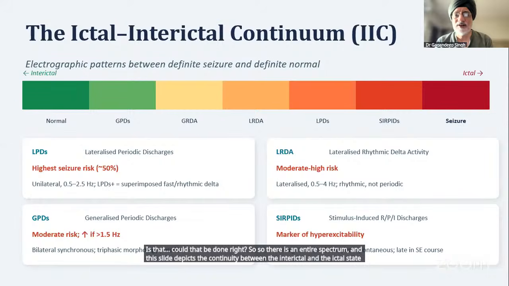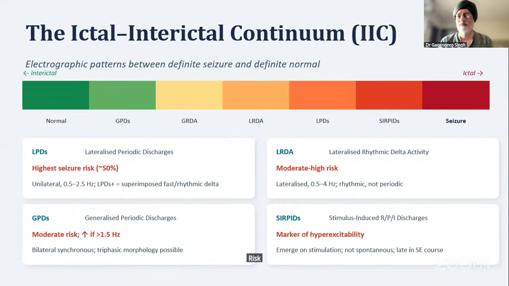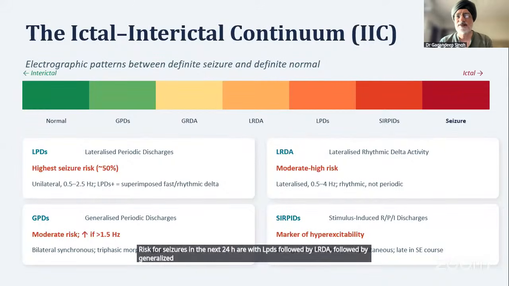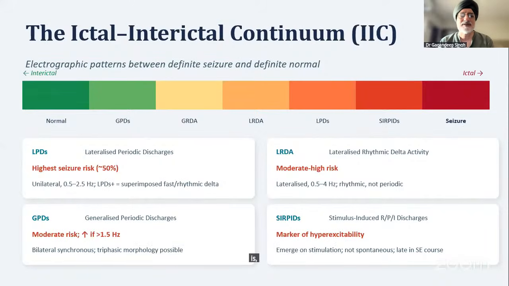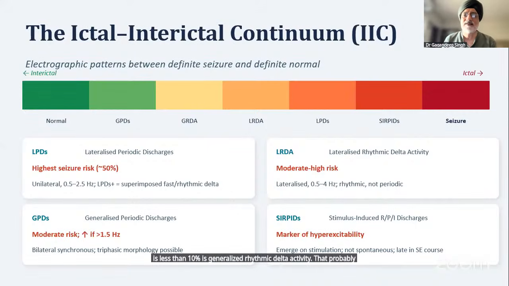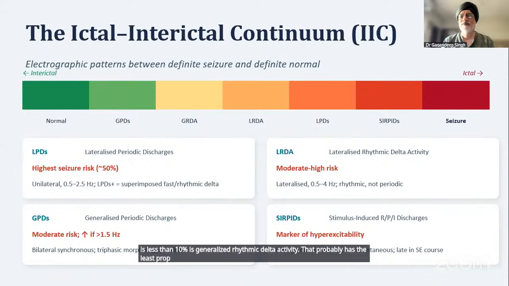And of all the interictal phenomena, perhaps the highest risk for seizures in the next 24 hours is with LPDs, followed by LRDA, followed by generalized periodic discharges, and I think the least, less than 10%, is generalized rhythmic delta activity. That probably has the least propensity for seizures. Next slide.